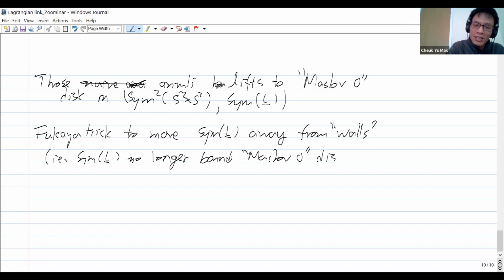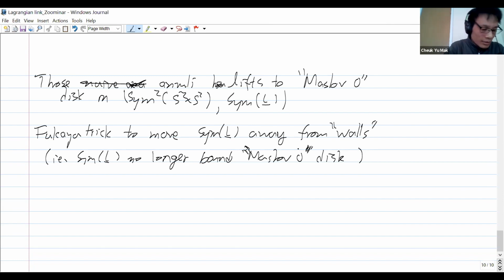So I'm quoting this Maslov zero because this is an orbit disk. So this is not the Maslov zero in the original sense, but the phenomenon looks the same. So we need to move it away from the wall so that it no longer bounds a Maslov zero disk. And then we can show that it doesn't bound any. So that's why it also doesn't bound any negative Maslov disk. And so the theory applies, and one can show that the corresponding superpotential has a critical point.